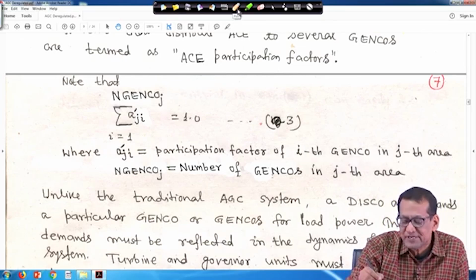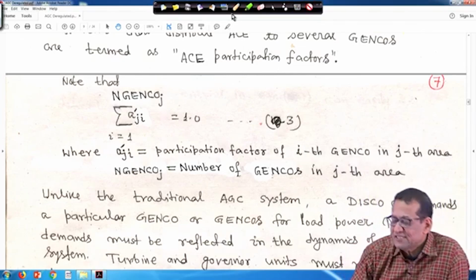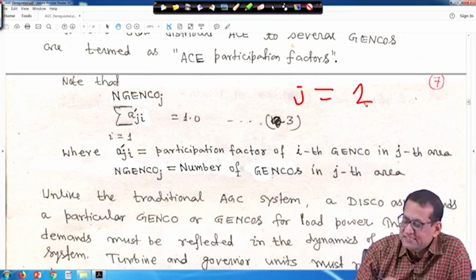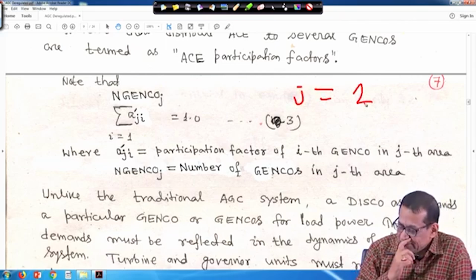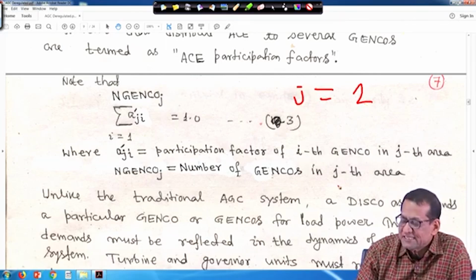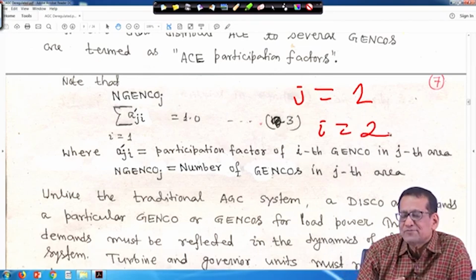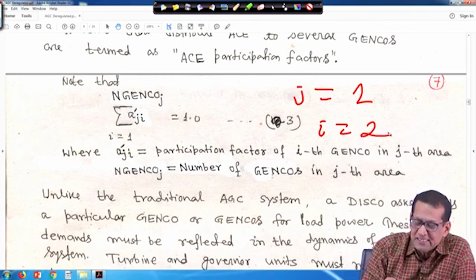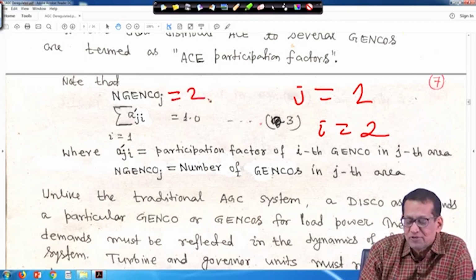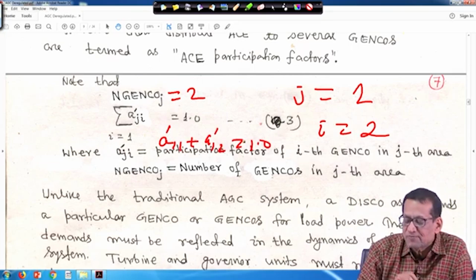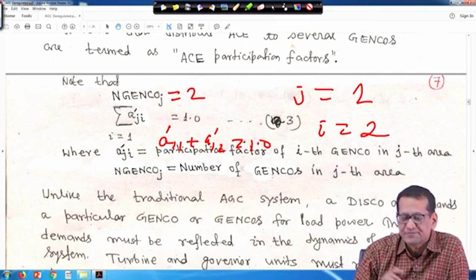For this same example, suppose the i-th GENCO in the j-th area, where area is equal to 1, j is equal to 1, and the number of GENCOs in the j-th area, suppose i is equal to 2 GENCOs are there. For area 1 we have seen 2 GENCOs to DISCO. So, basically this will be equal to 2. That means this will be j is equal to 1. So, it will be A dash 1 1 plus A dash 1 2 is equal to 1.0. This is the meaning.